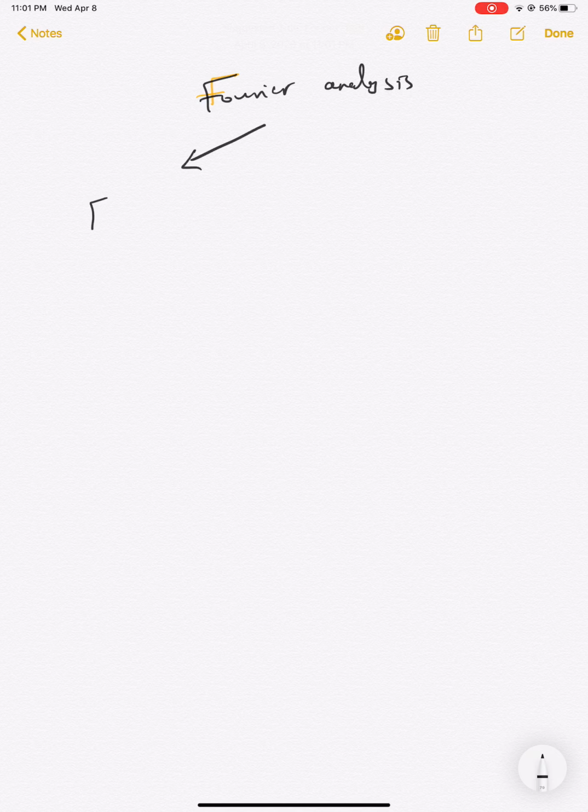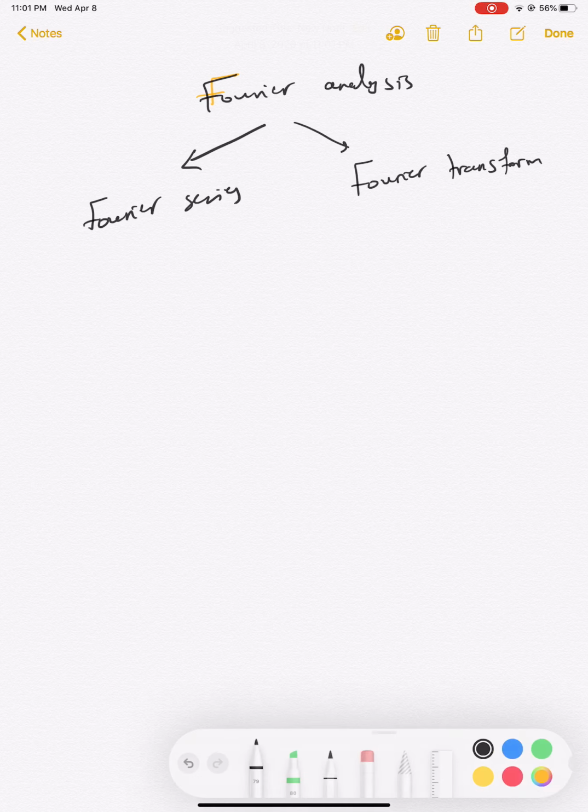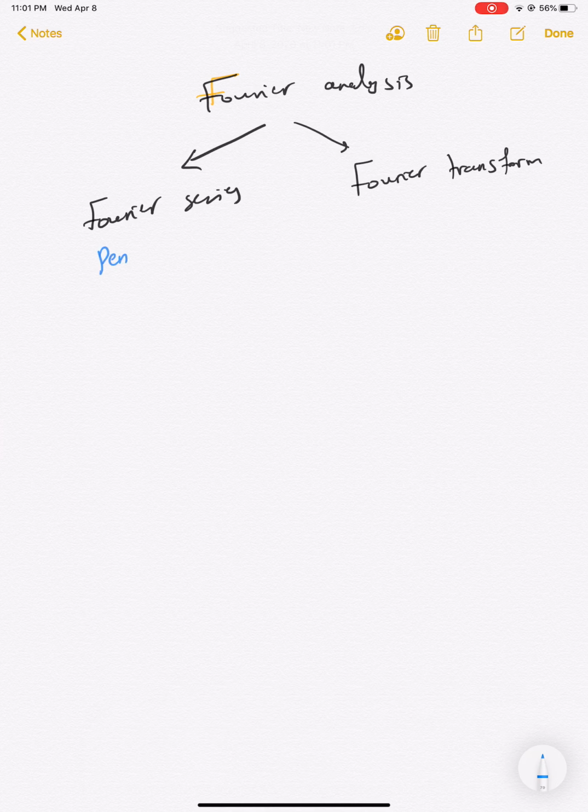So we have finished Fourier series. Remember, in this chapter, we started Fourier analysis in general. When we talk about Fourier analysis, usually we're talking about two main concepts: Fourier series and then Fourier transform. Remember, the Fourier series was mainly about periodic functions. So if you have a periodic function, then you have something called Fourier series.